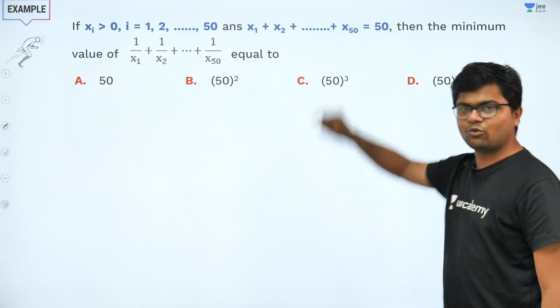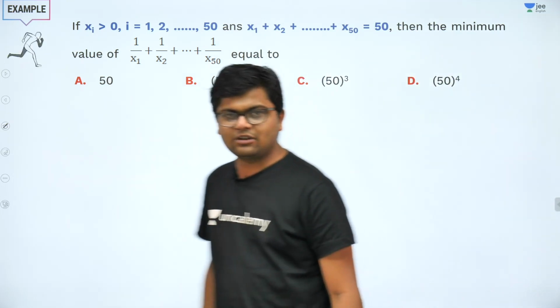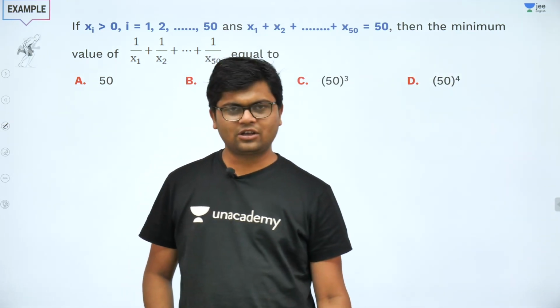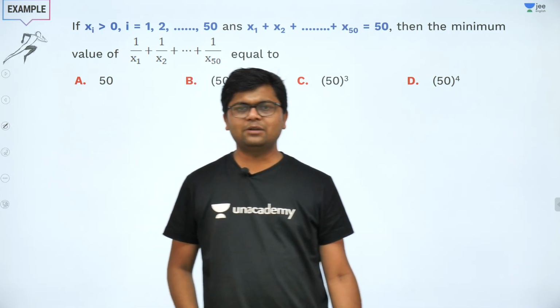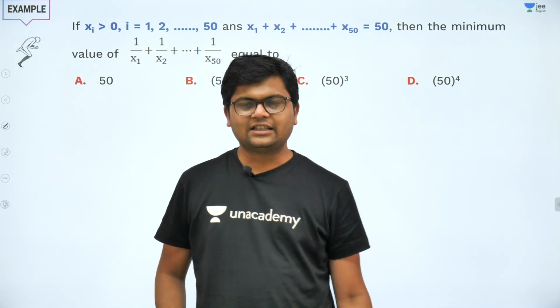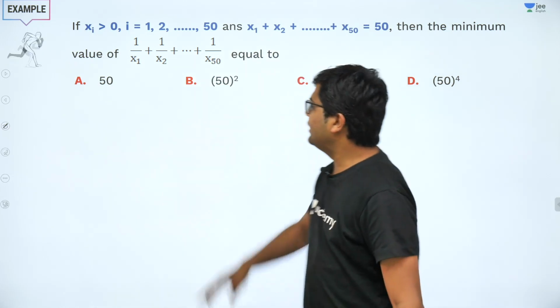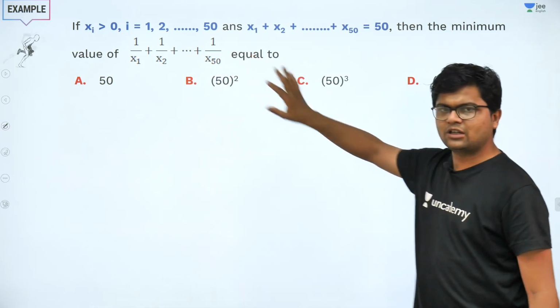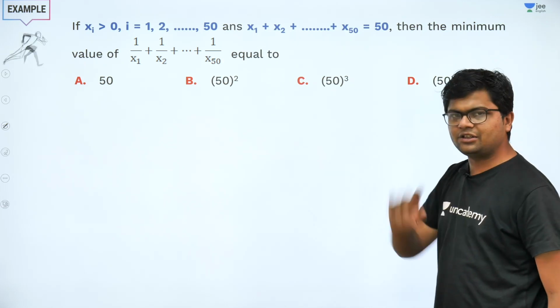Now, this is also a very beautiful question. x1, x2 and so on are all positive numbers, and x1 plus x2 plus x3 till x50 is given to me as 50. Then we need to find the minimum value of 1 upon x1 plus 1 upon x2 plus up to 1 upon x50.